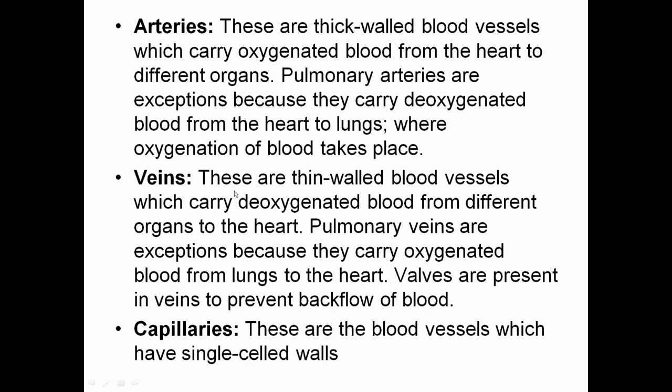Now come to the veins. These are thin-walled blood vessels that carry deoxygenated blood from different parts of the body to the heart. Pulmonary veins are the exception, which carry oxygenated blood from the lungs to the heart. Valves are there to prevent any sort of backflow. If there is backflow, then all of the blood will go into the tissues again. So there are valves, or some gates, present which prevent any sort of backflow of blood.